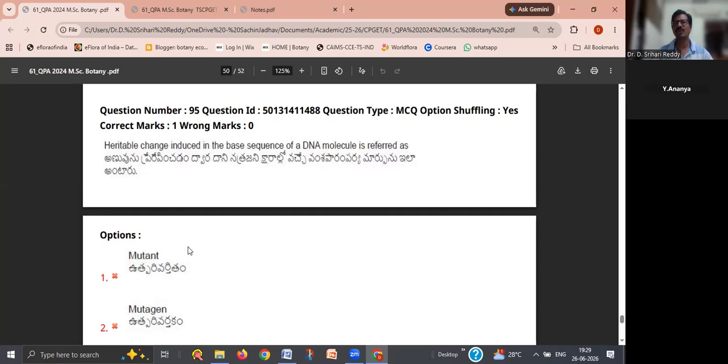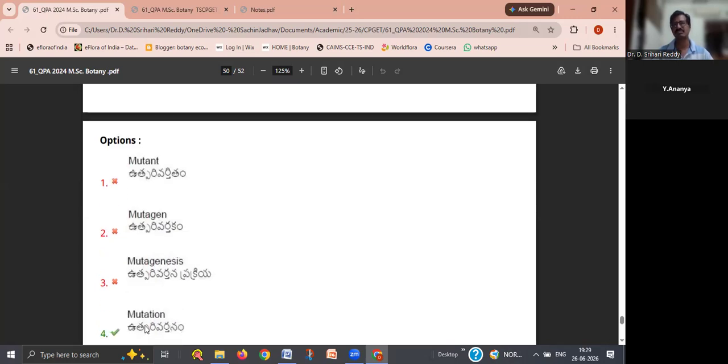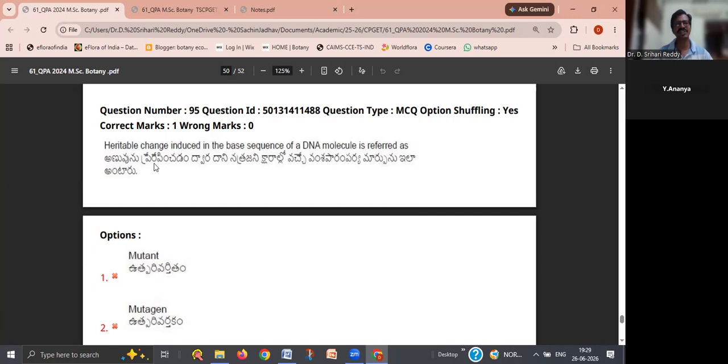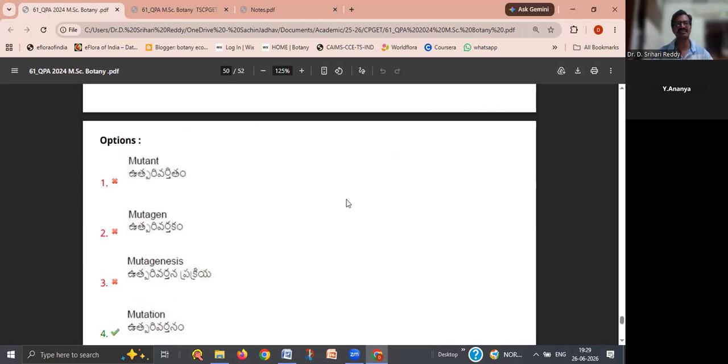So we know Hugo de Vries identified mutations. Mutations are very important because they are inheritable, or heritable. That means they are passed on. Once a mutation occurs, it will be passed on to the next generation. That's what they are asking. So what is that called? Mutation.